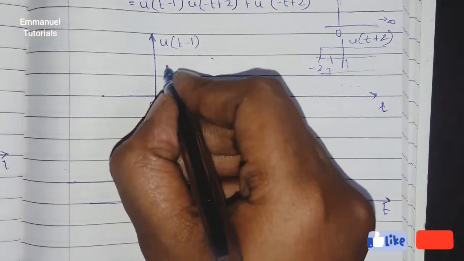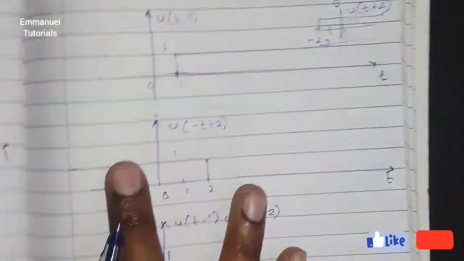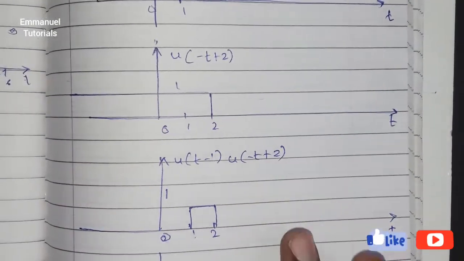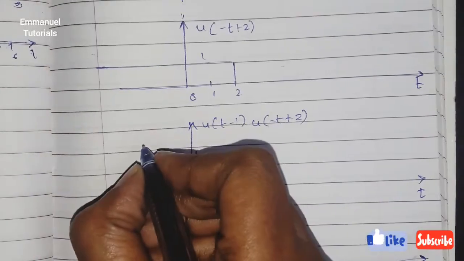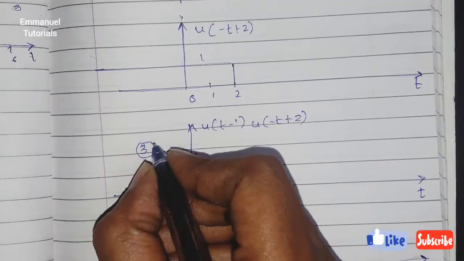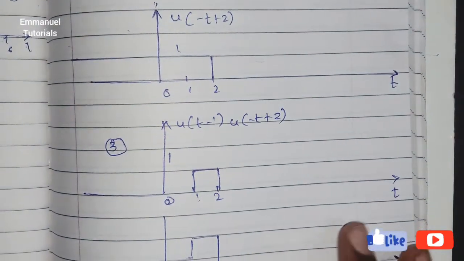Now we are going to do the second part, that is addition with u of minus t plus 2, which is the same signal. I have not drawn it again, you can draw it again in your exams. Now this resultant that we have got, we are going to add it with u of minus t plus 2. So what is going to happen?